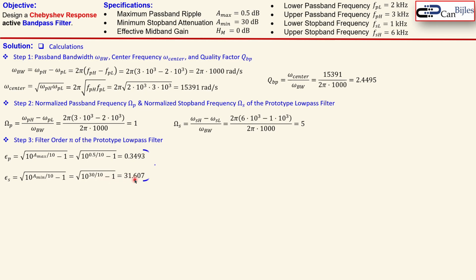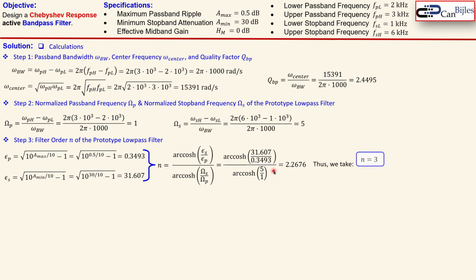Now taking this together in the formula of the Chebyshev response, which uses this expression, we have the epsilon s, required epsilon p, and also again from step 2 the normalized stopband frequency and normalized passband frequency. Now when you substitute the values here, you get approximately 2.27. So we need to have an integer order, so we need to go up to n equals 3. Now you see here that this value is actually closer to 2 than 3. So our final performance will be much better than what we have here.